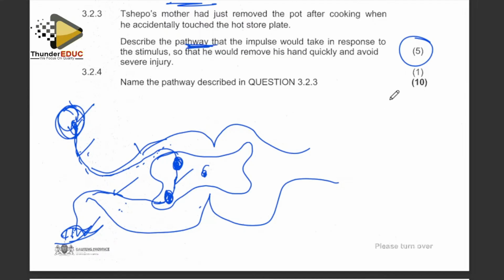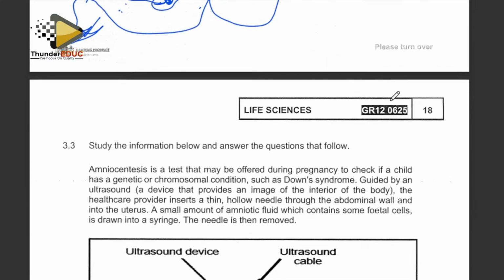All right, we got the next one. Name the path traveled described above. We call it the reflex arc. It is a reflex arc. Done.